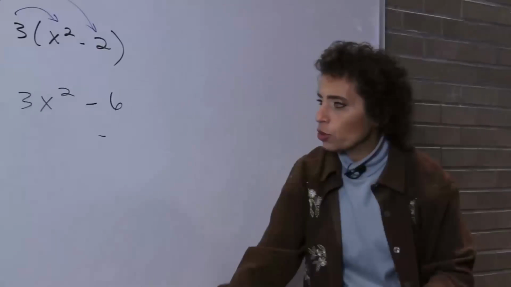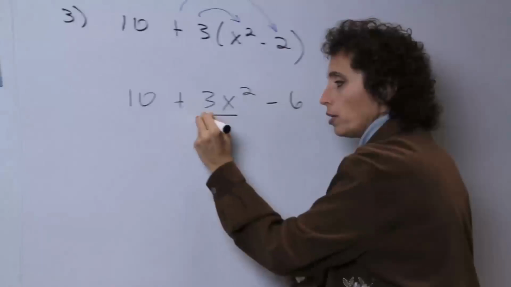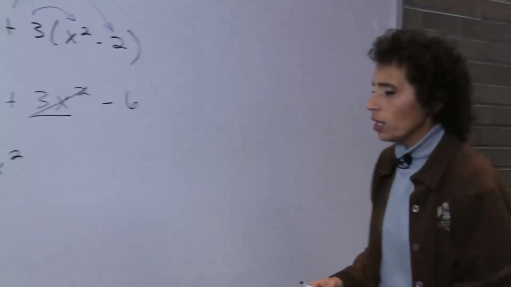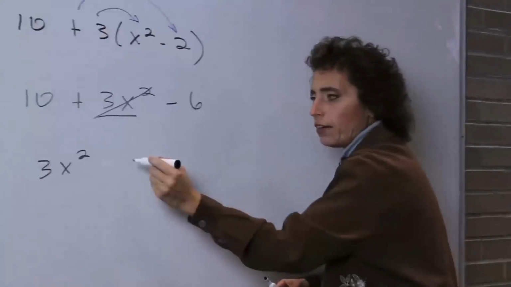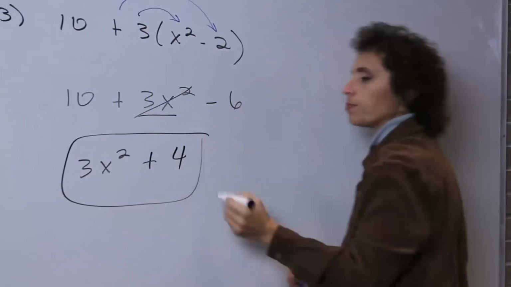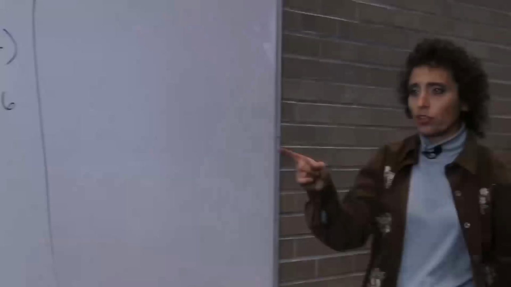Now I look for like terms. I like to go to my variable first, so I'll go to 3x squared. Has no friends, I'll just write it down. He's a loner, no friends. Now I can combine this. I have 10, but I owe you 6. If I have 10 and I owe you 6, I have 4. So I'm done. Can I combine that? No like terms. That's awesome.